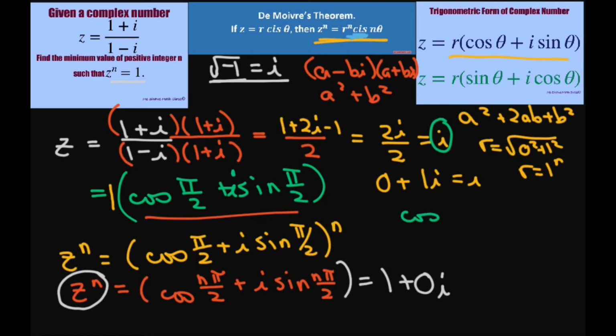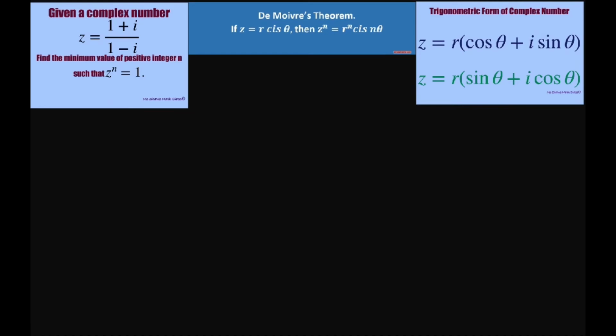That means we have cosine of n times pi divided by 2 equals 1, and we don't need to put the i because the i's will cancel out, our sine of n times pi divided by 2 equals 0. So I'm going to write that down again because we're running out of room. So we have cosine of n times pi divided by 2 equals 1, and then we have sine of n times pi divided by 2 equals 0.